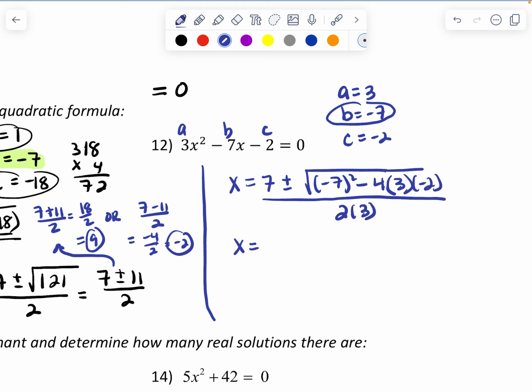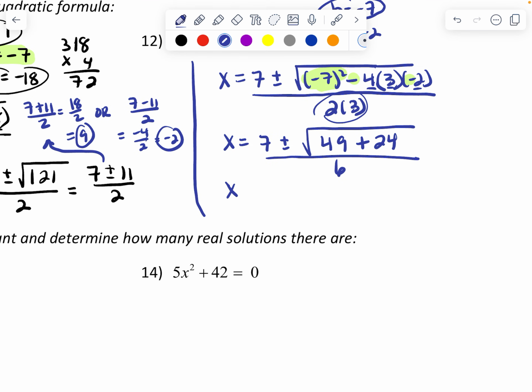Okay? Now, simplifying this, you're going to get 7 plus or minus the square root of negative 7 squared, that's 49. Okay, again, I've got this negative times a negative, which is a positive. And then 4 times 3 is 12. 12 times 2 is 24. All over, and then I've got this 2 times 3, which is 6. All right, then we get x equals 7 plus or minus 49 plus 24. I believe that's a 73. Which is actually kind of nice because do we know what the square root of 73 is? I don't. It's a gross number and it doesn't break down. So guess what? That is my answer.